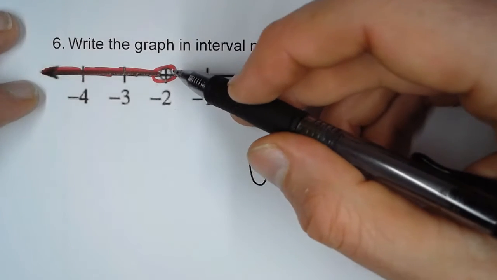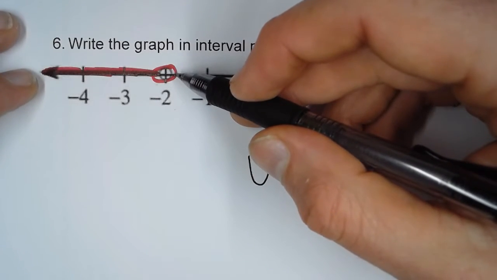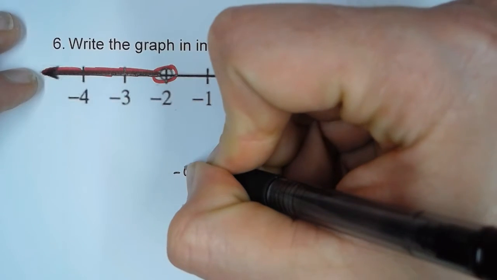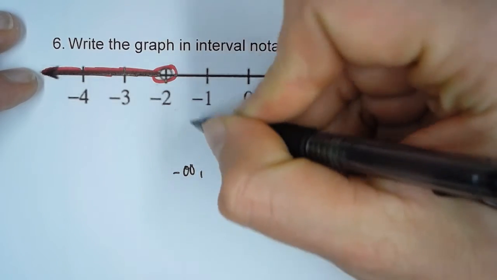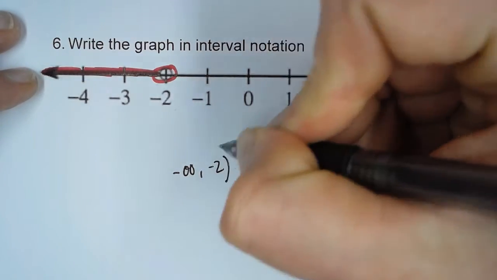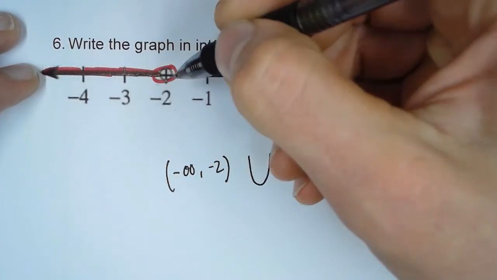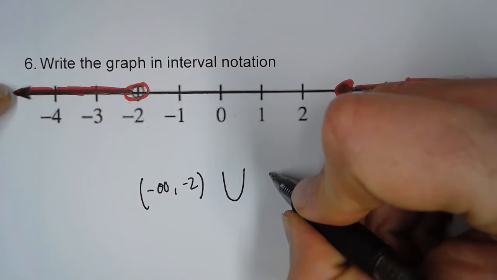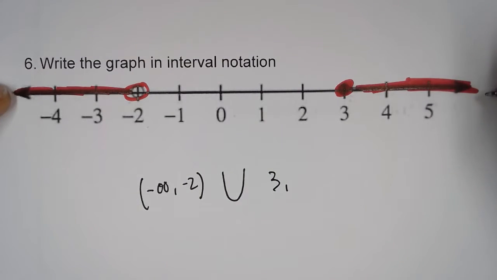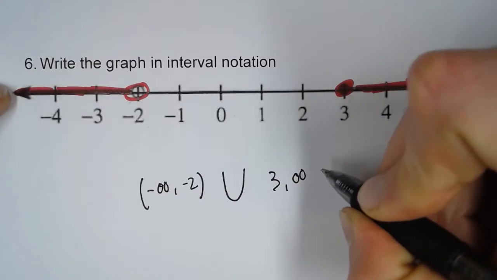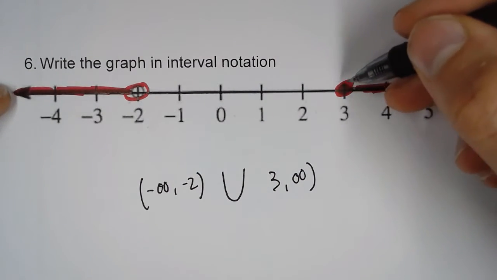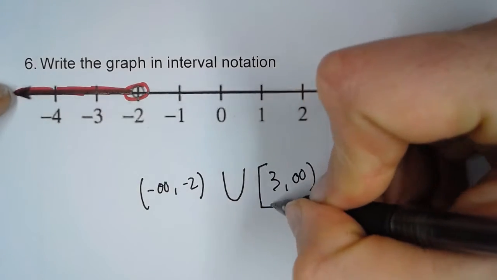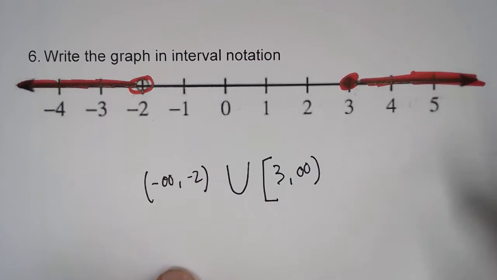So for this interval, the left-hand side goes off to negative infinity. The right-hand side ends at negative 2. And it never includes infinity, and this is an open circle. Over here, the left-hand side is 3, the right-hand side is positive infinity. Infinity is never included, but the 3 is filled in, so that means we put a bracket on that one.